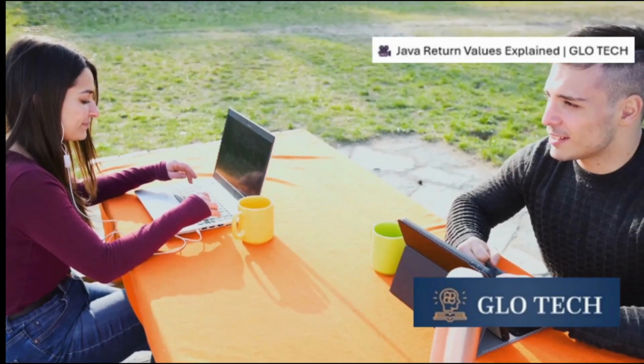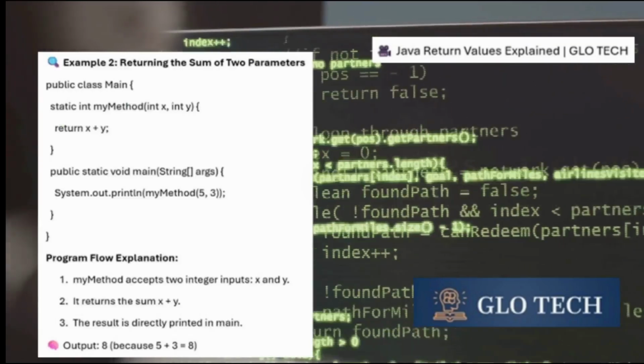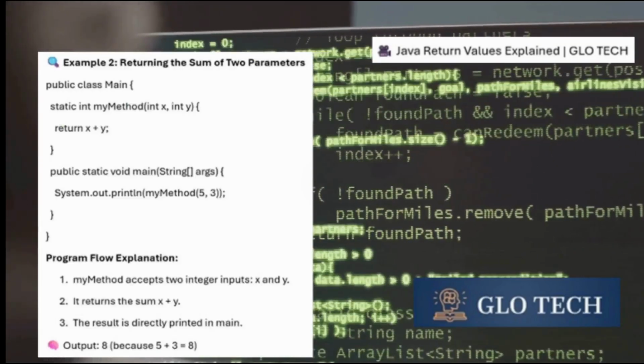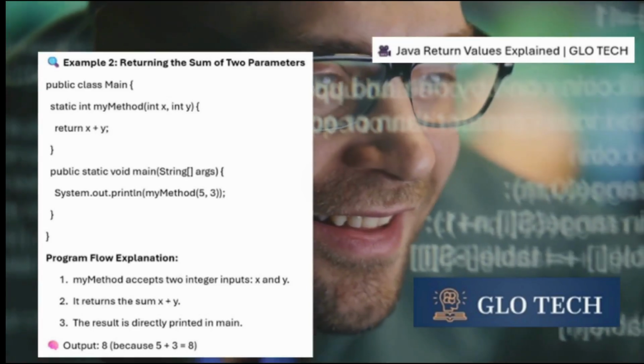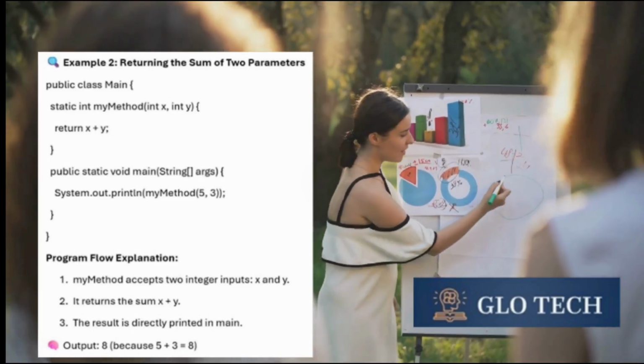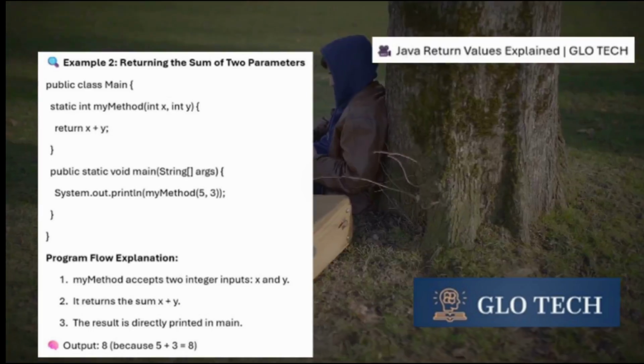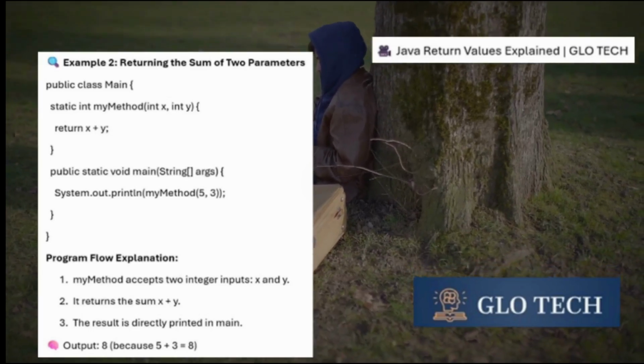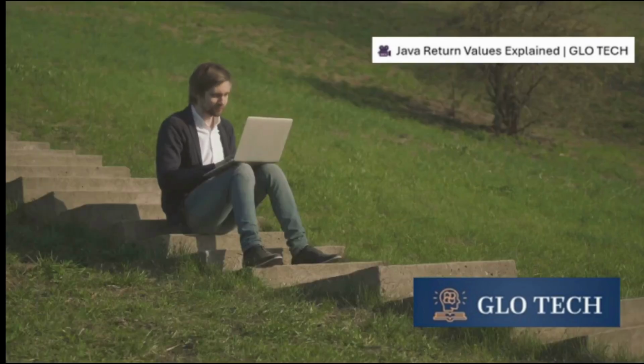Let's level up. Now I've got a method that takes two parameters. Java static int myMethod(int x, int y) { return x + y; } I call it with 5 and 3, and again, we get 8. But this time, you can see how methods can process multiple pieces of data and still return a single value. Super handy.